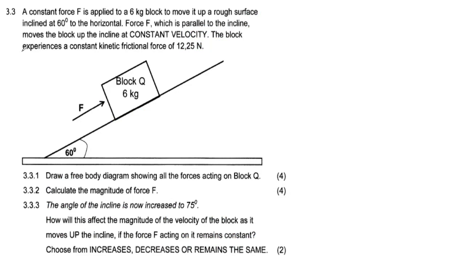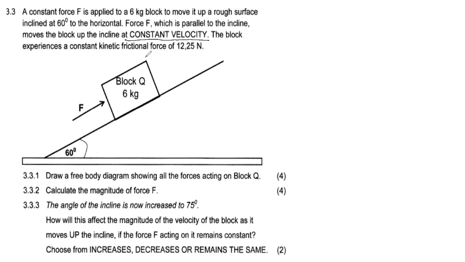Okay, so we have an extract of a question starting from 3.3. It says a constant force F is applied to a 6 kg block to move it up a rough surface inclined at 60 degrees to the horizontal. Force F, which is parallel to the incline, moves the block up the incline at constant velocity.